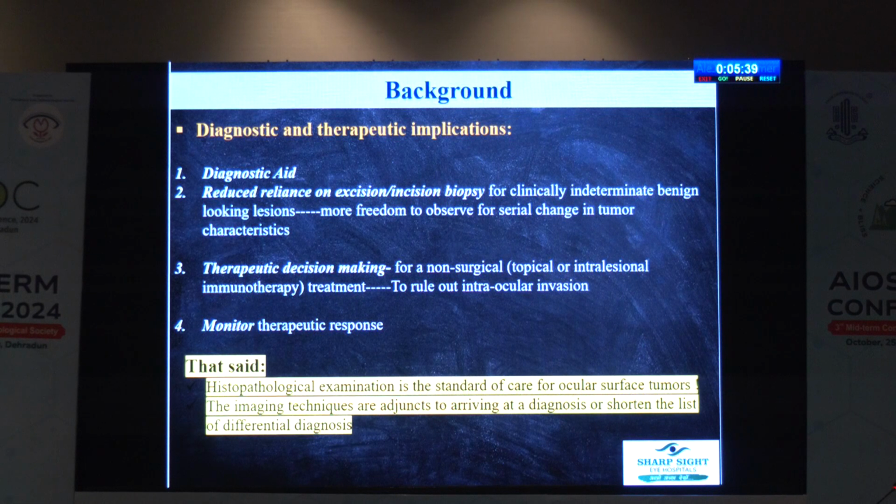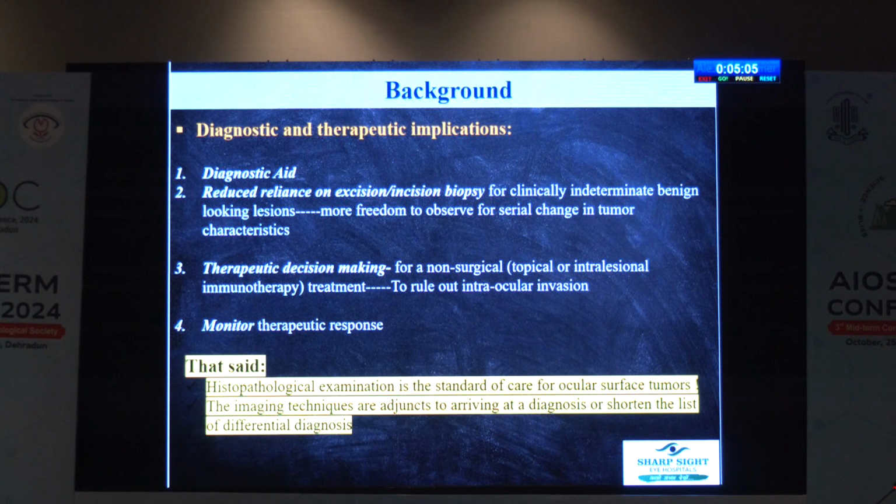So what is the implication of using them? Is it just diagnostic? No. They are a diagnostic aid, that is why they are used, but they also decrease the reliance of an ocular oncologist on excision or incision biopsy. Prior, whatever was clinically indeterminate was probably biopsied, but now, having an understanding of these imaging tools allows us a little more freedom wherein we can observe for serial changes, 6 weekly, 3 monthly, before we decide on taking any surgical decision, especially if our pointer is towards a benign lesion.